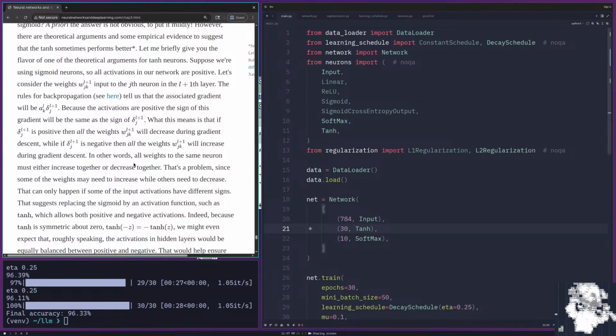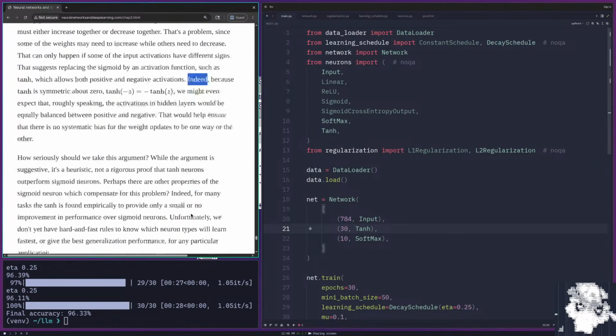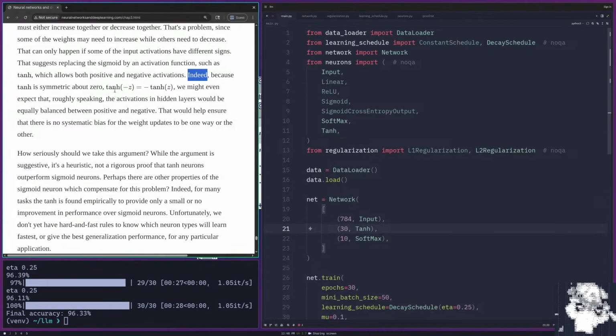In other words, all weights to the same neuron must either increase or decrease together. That's a problem since some of the weights may need to increase while others need to decrease. That can only happen if some of the input activations have different signs. That suggests replacing the sigmoid by an activation function such as tanh, which allows both positive and negative activations. Indeed, because tanh is symmetric about 0, tanh(-z) = -tanh(z), we might even expect that, roughly speaking, the activations in hidden layers would be equally balanced between positive and negative. That would help ensure that there is no systematic bias for the weight updates to be one way or the other.